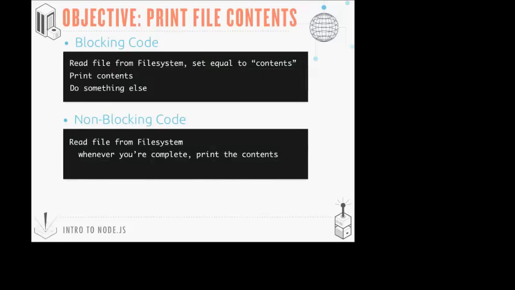What would a non-blocking version of this code look like? Well, we might read the file from the file system. Whenever we're complete with that, print out the contents from the file, and then finally do something else.